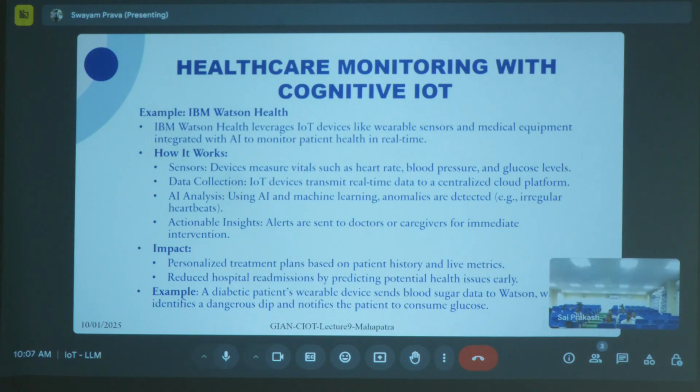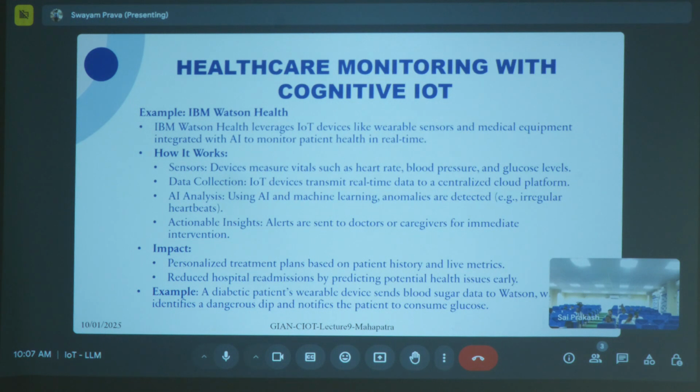First are the sensors. Wearable devices and medical sensors measure your vital signs such as heart rate, blood pressure, and glucose levels. These devices act as the first point of data collection, capturing all the essential metrics directly from the patient. Then we have the data collection. The IoT devices transmit this real-time data to a centralized cloud platform. This ensures that the information is continuously available for analysis and decision making, no matter where the patient is located.